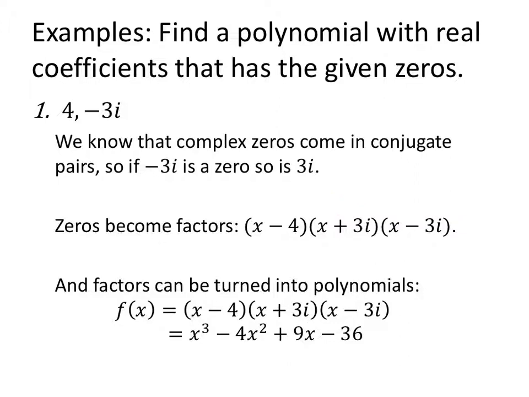When I multiply these out, I would multiply my conjugate pairs to get x squared plus 9. And then I would multiply by the x minus 4 to simplify and get x cubed minus 4x squared plus 9x minus 36.